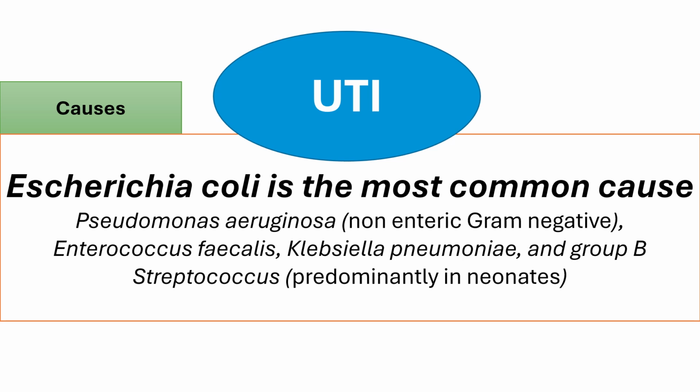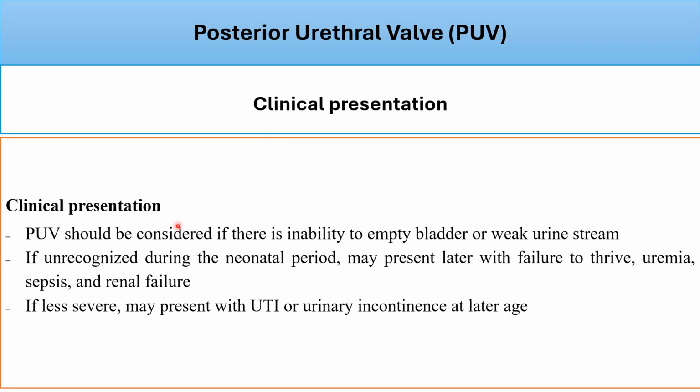Causes of urinary tract infection. The most common cause is E. coli. This is the most common cause. Other bacteria: Pseudomonas, which is a non-enteric gram-negative, or Enterococcus faecalis, or Klebsiella, or group B Streptococcus, and this is more common in neonates.